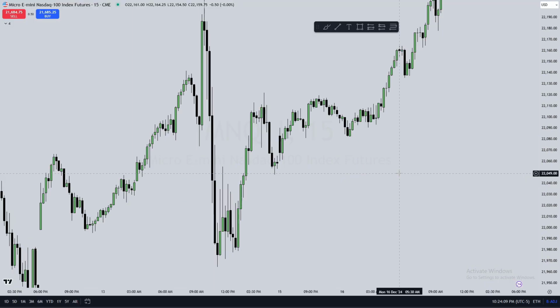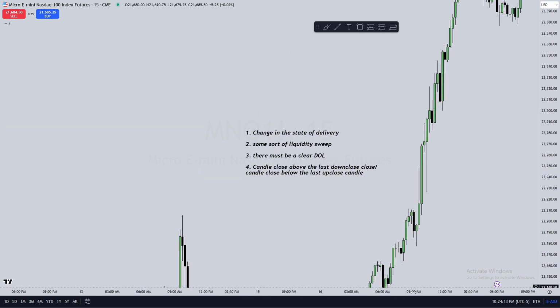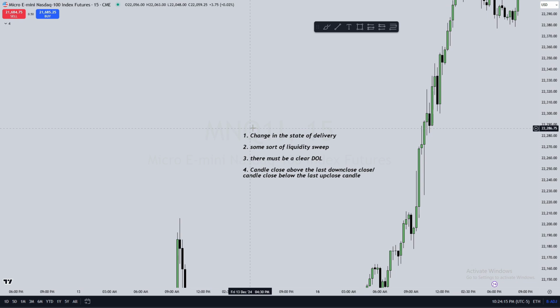So for an order block to be valid, you must have four things. These are the four things right here. You must have a change in the state of delivery of price action. There must be some sort of liquidity sweep / SMT. There must be a clear draw on liquidity. And most important, the candle close has to be above the last down close of the candle, and vice versa, the candle close below the last up close candle.